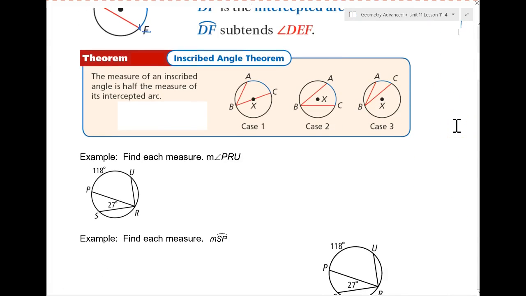All right. An inscribed angle. So what is the rule? It says the following. The inscribed angle theorem: the measure of an inscribed angle is half the measure of its intercepted arc, which means the following. If I'm looking for the measure of angle ABC on any of these scenarios, all I ever have to do is take half of the degree measure of its arc.